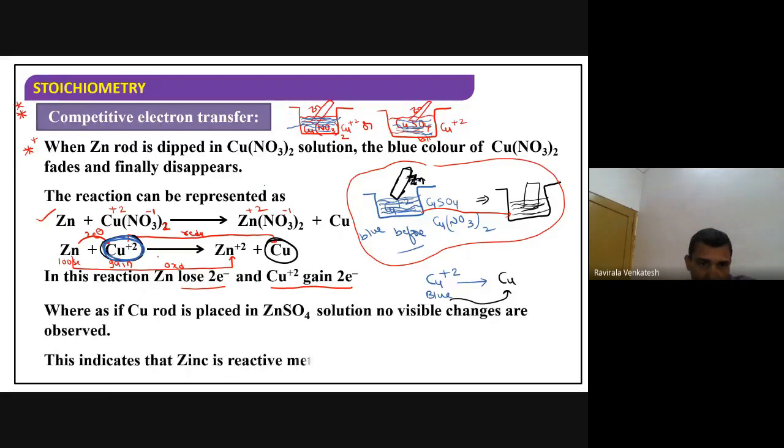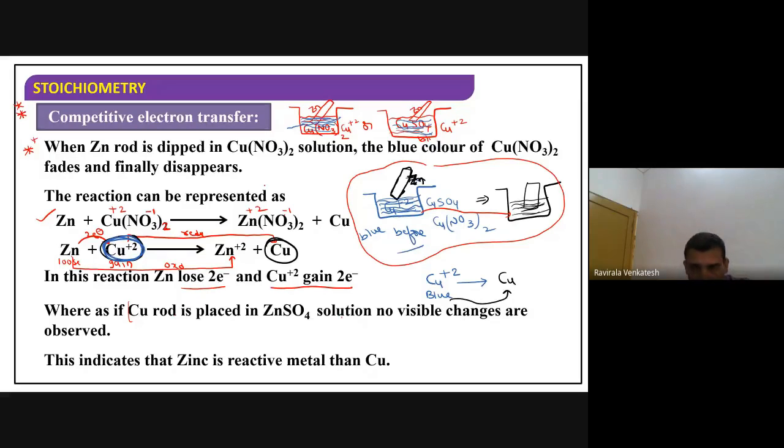Whereas when a copper rod is placed in zinc sulfate solution, there is no visible change. This indicates zinc is a more reactive metal than copper. I will discuss this more in the next classes, but still I will say why the reaction does not take place here.